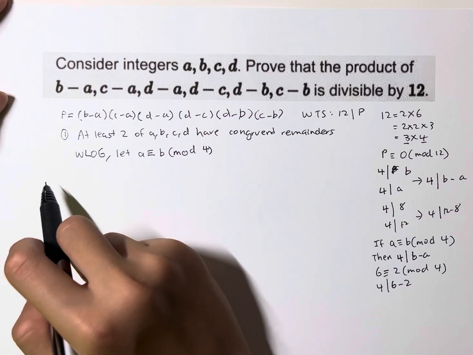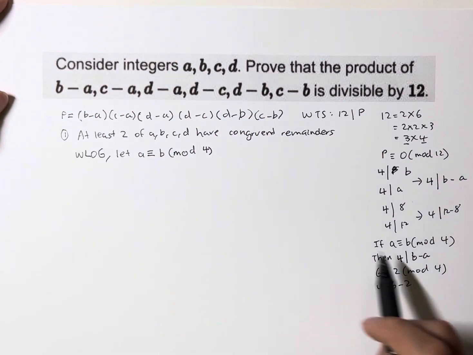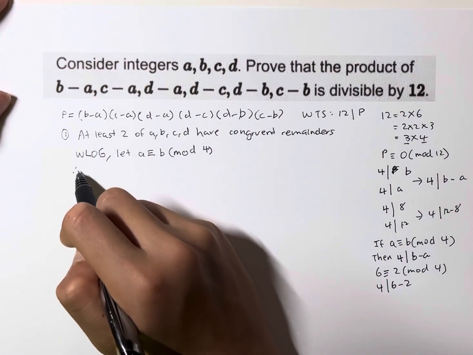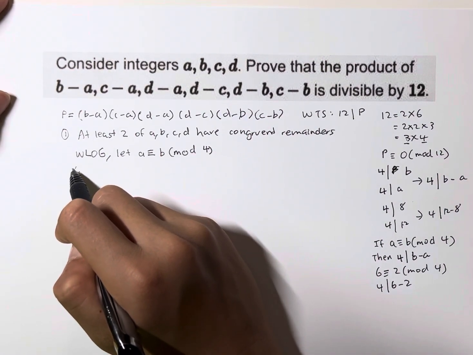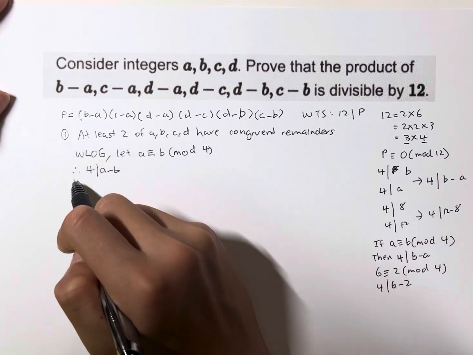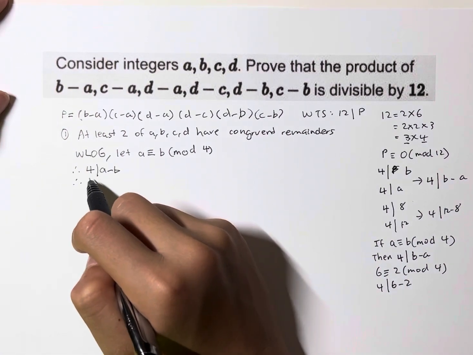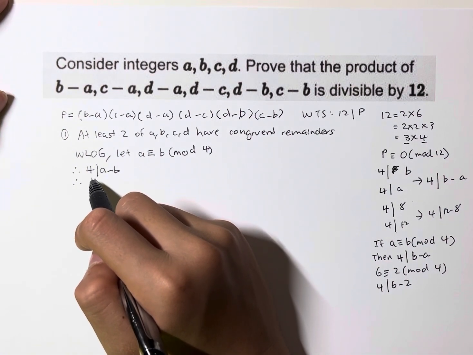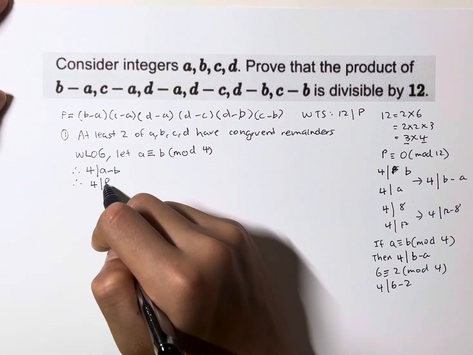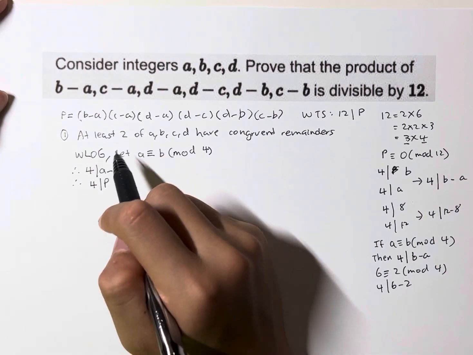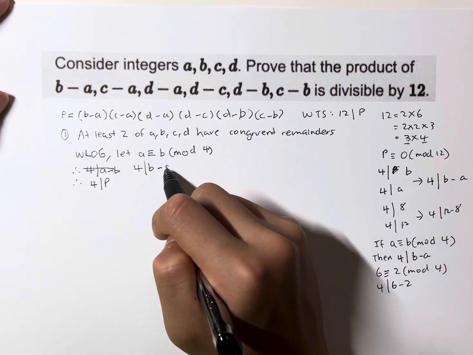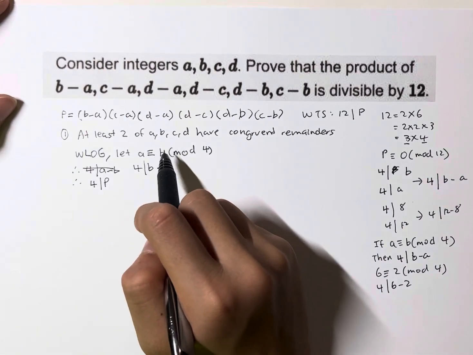And then, using the thing we proved here, we will get that 4 will be a factor of A minus B. And then this will mean that 4 will be a factor of P. Because A minus B. Wait, actually here it's B minus A, so we can change this. 4 is a factor of B minus A. Okay, next one.